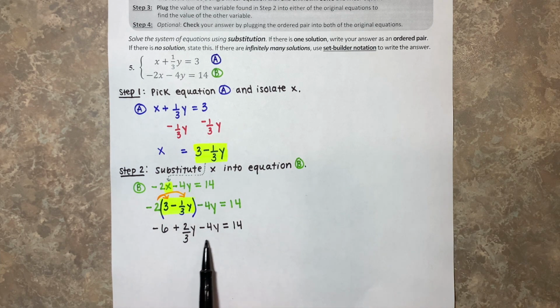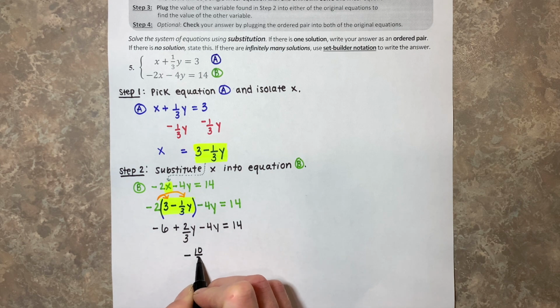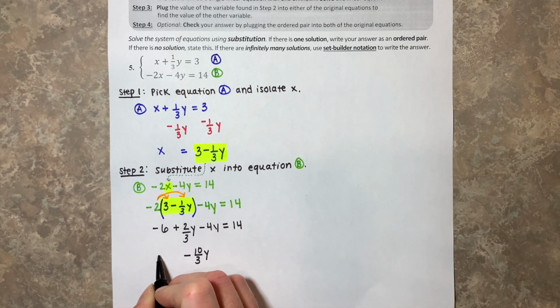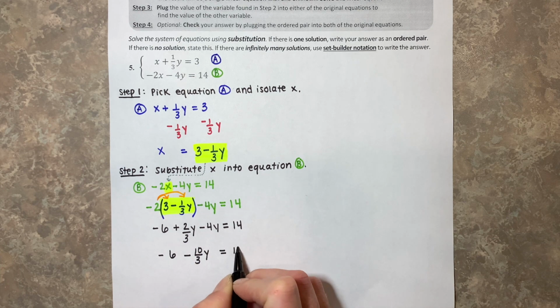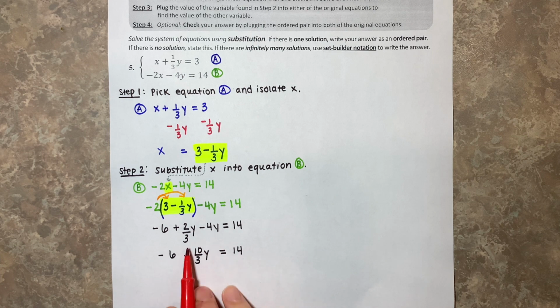Now, let's combine these like terms. To combine these like terms, we just need to take 2/3 minus 4, which you can either do by hand by getting a common denominator, or you could punch that into your calculator. Either way, 2/3 minus 4 gives us -10/3. And then we'll bring down the -6, and the equals 14. Now, we want to solve for y, so let's add 6 to both sides. And that will leave us with -10/3 y is equal to 20.